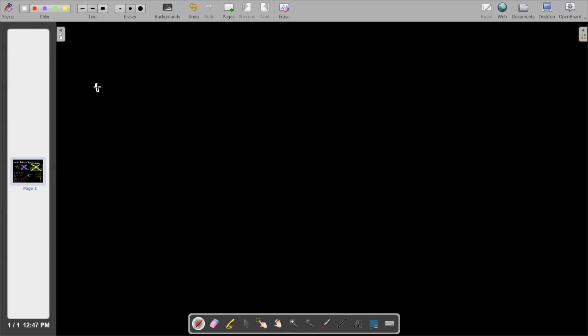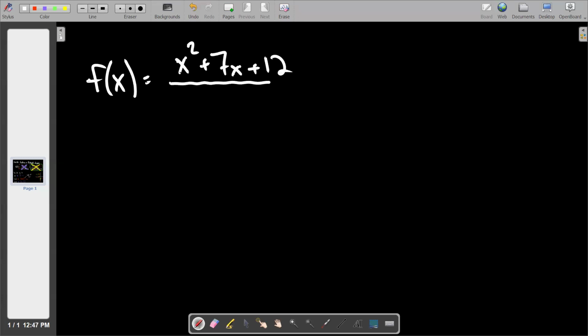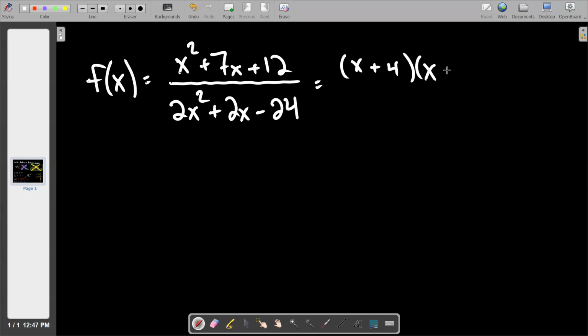I don't know. Anyway, so our function this time is f of x equals x squared plus 7x plus 12 over 2x squared plus 2x minus 24. Let's see how powerful our factoring skills are. The top should be light work. What does the top become? x plus 4 times x plus 3. Yes. You could take the world's worst factorer and have them factor the top, and they're not going to struggle with that one. The bottom, again, it just depends on how much you want to tackle mentally.